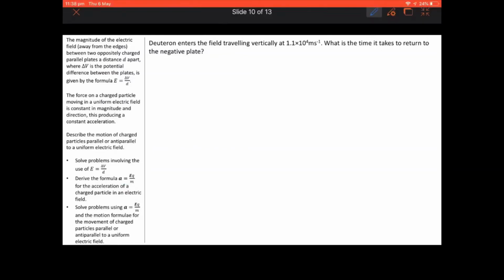To work out the time taken to get to that momentary stop in motion, we can use the vertical velocity final is equal to the vertical velocity initial plus acceleration times time. The vertical velocity final is going to be at that point where it stops momentarily, so it's going to have no velocity at that point.